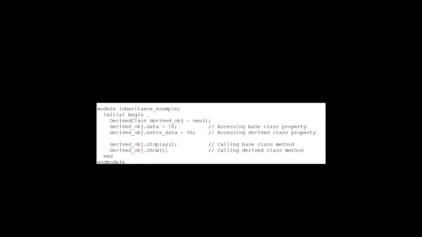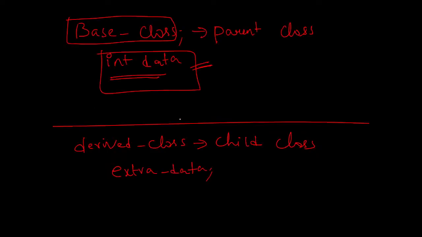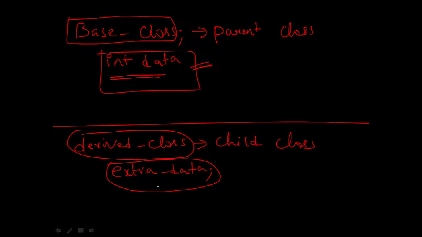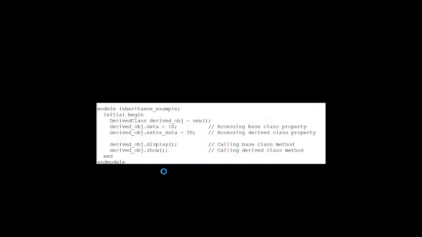So derived_object.data is equal to 10, and derived_object.extra_data is equal to 20. Extra_data is a property of the derived_class only. So with the help of this handle only, we can access this property, right? In the module we can see derived_object.extra_data.